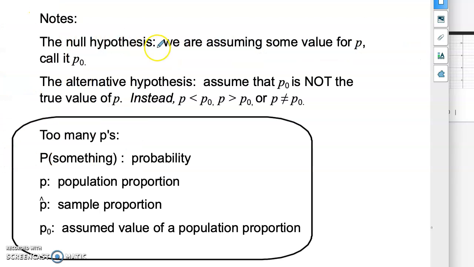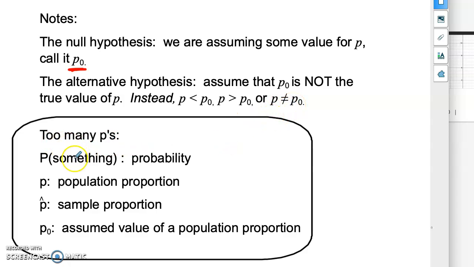Okay, the null hypothesis. We are assuming some value for P. Let's call it P with a little zero, P0. It's a hypothesized value. The alternative assumes that P0 is not the true value of P. Instead, we assume it's either less than, greater than, or not equal to.